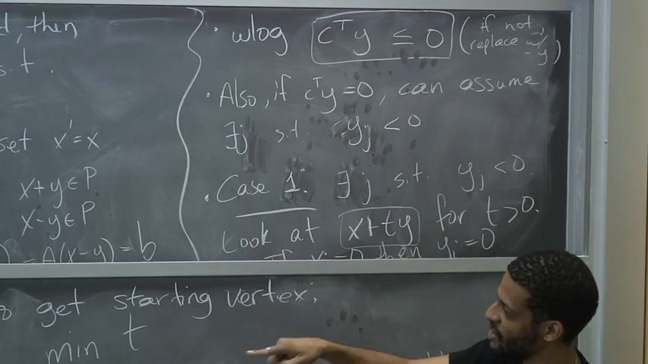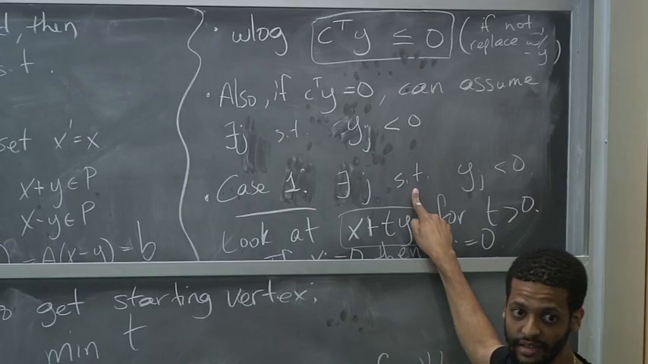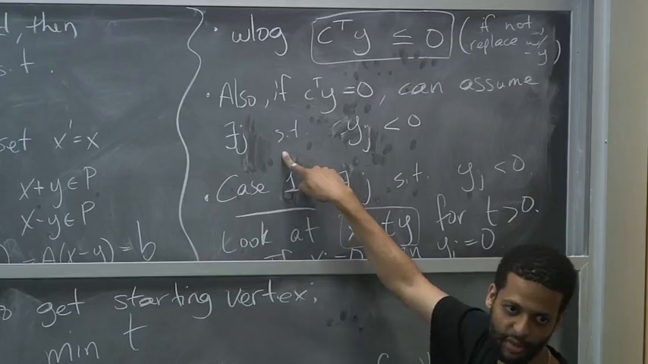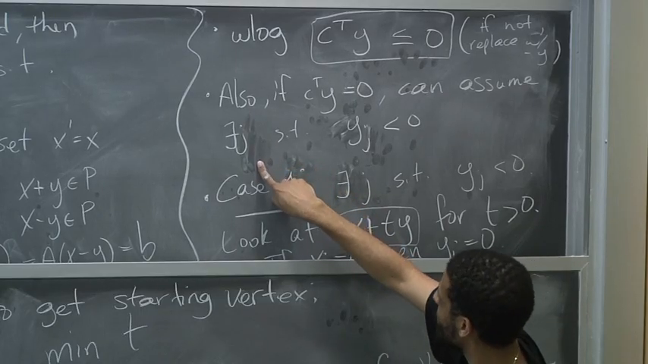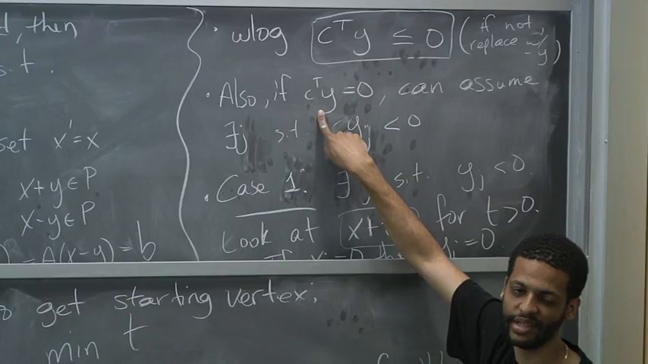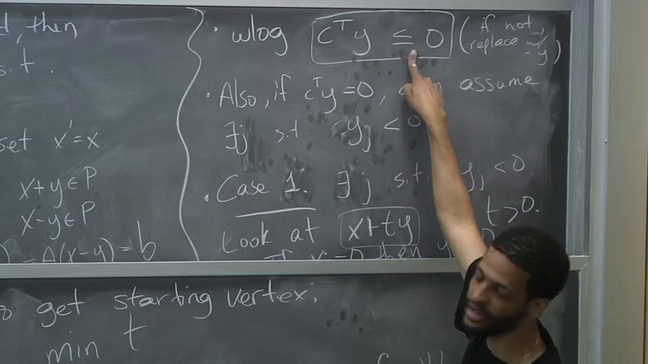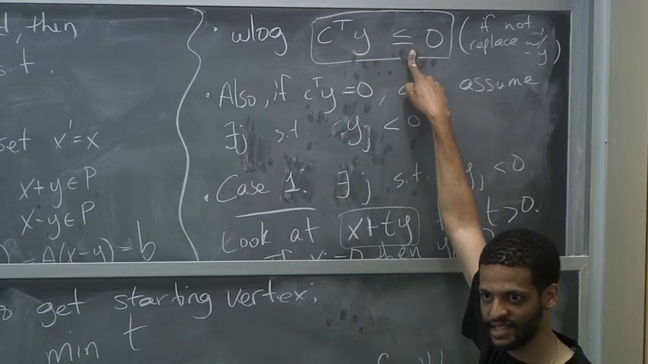If we're in case 2, that means there is no such J, right? But if there's no such J, then that's the contrapositive of this. If there's no such J, that means it's not true that C transpose Y equals 0. But if it's not true that C transpose Y equals 0, well, the only other possibility left is that it's strictly less than 0.